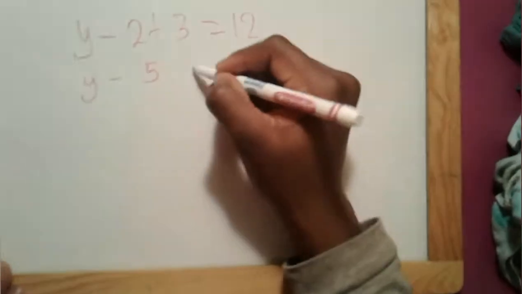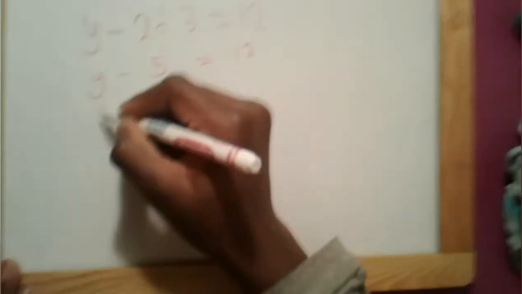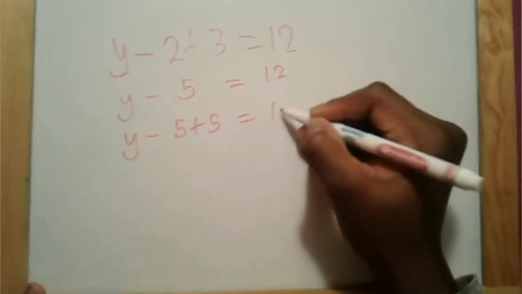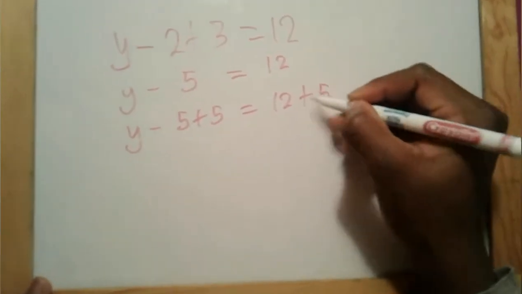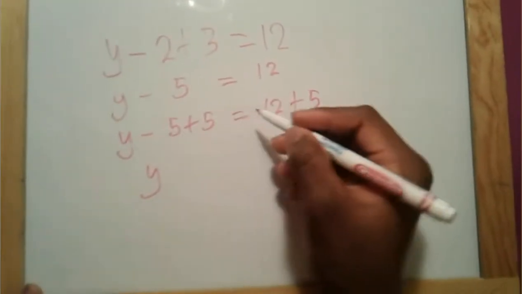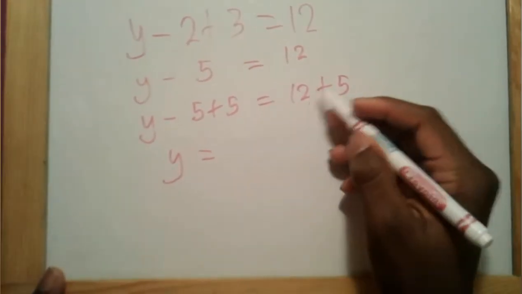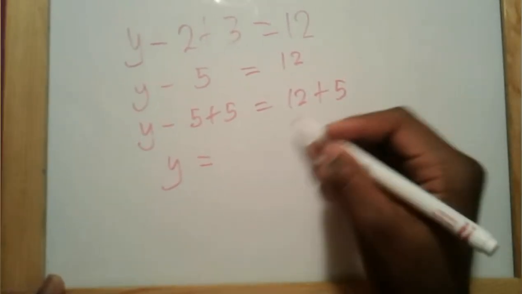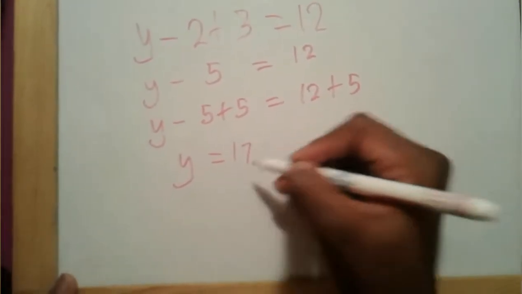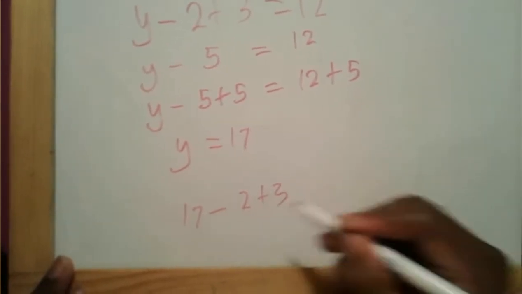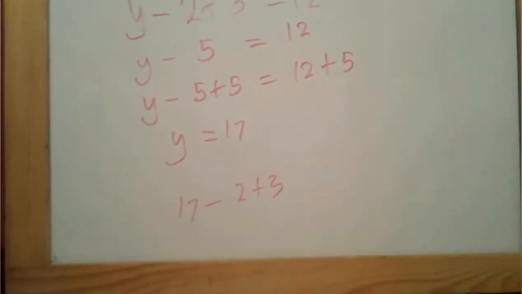add them and then do the same thing. You add 5, do on the right side too, you add 5. So if you add a negative and a positive, it will be 0. So you add that and it will be 17. So 17 plus 2, 17 minus 2 is 15.